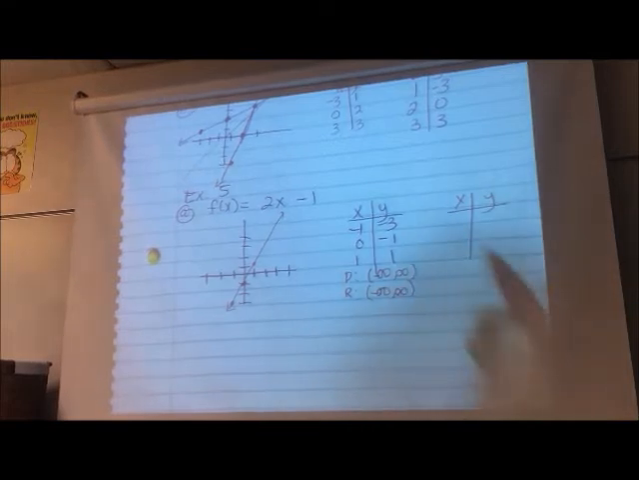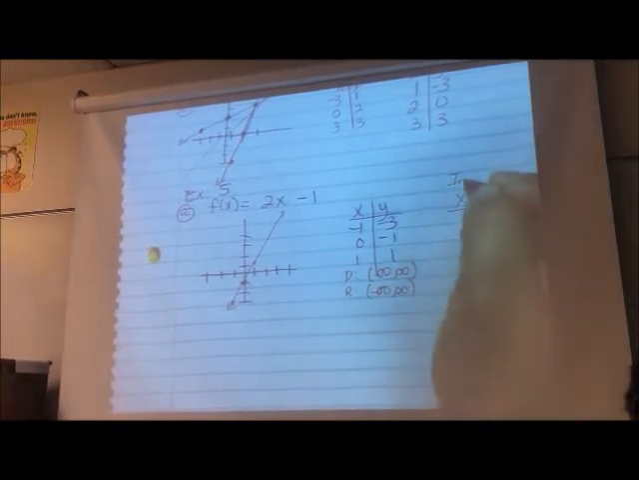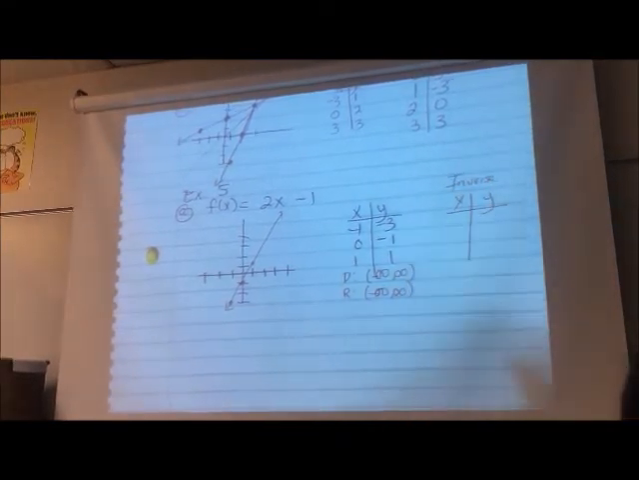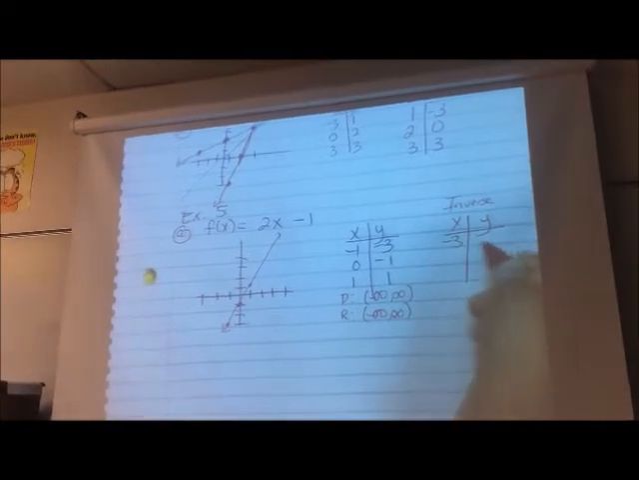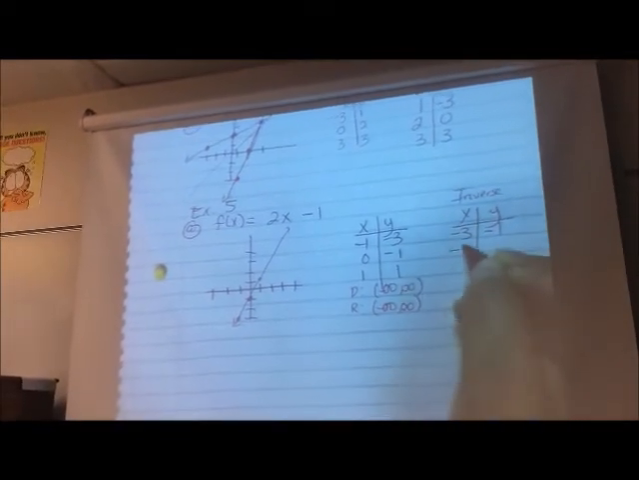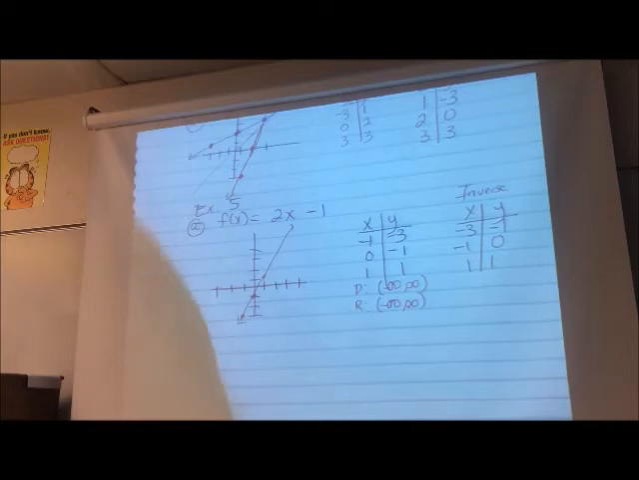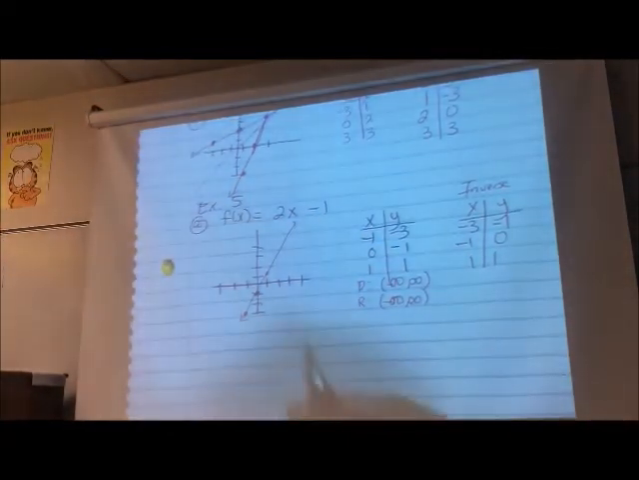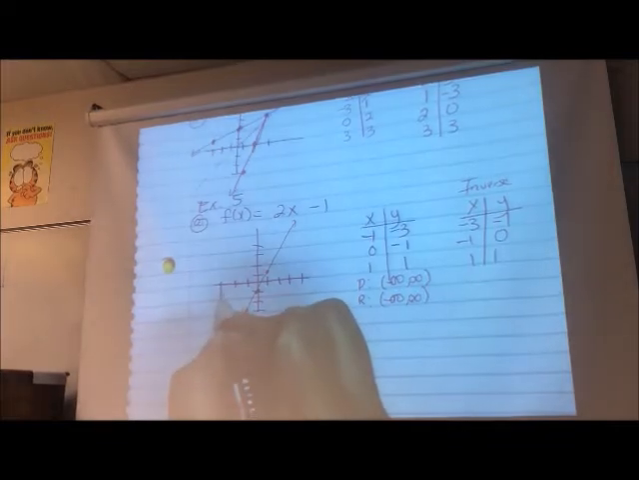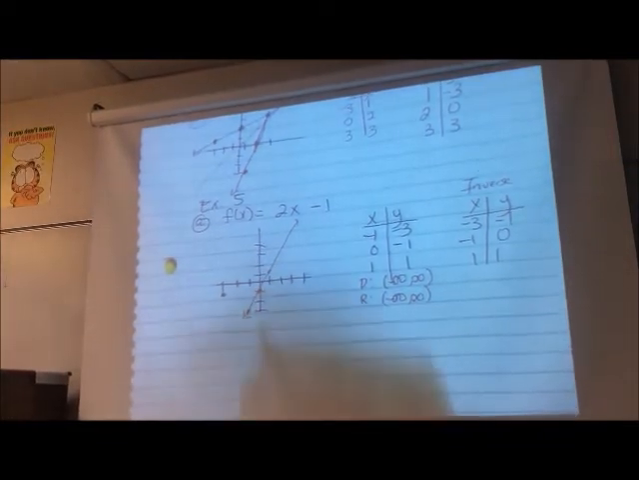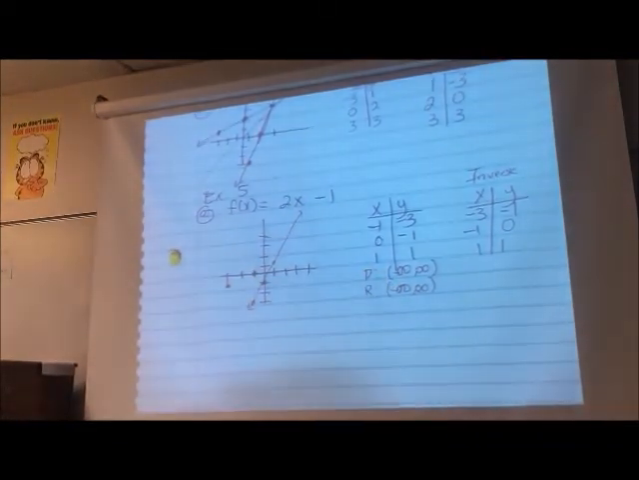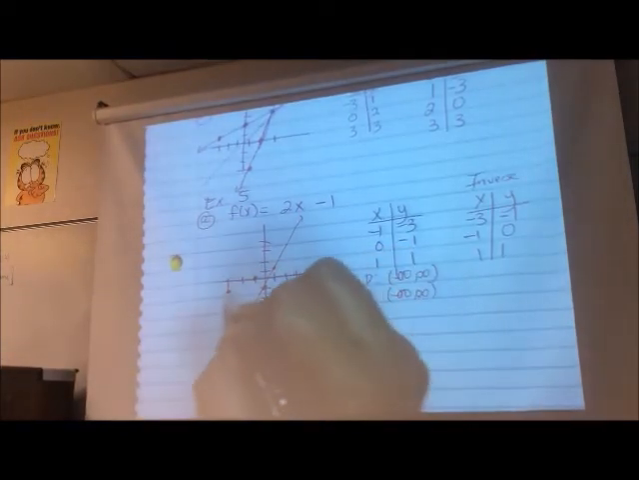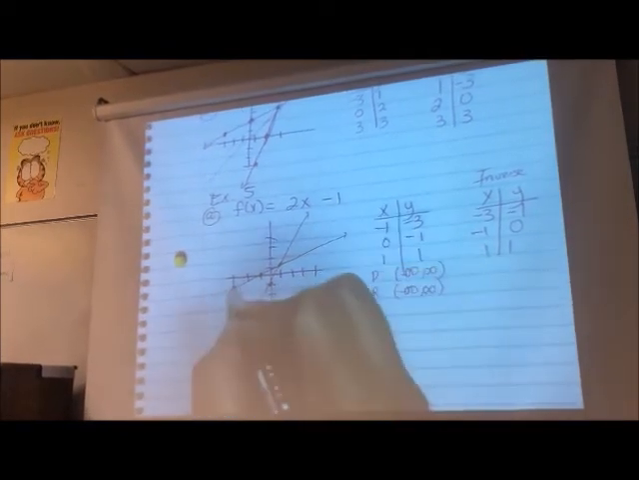Now I have to graph the inverse. So for inverse, what do we do? Switch x and y. Negative 3, negative 1. Negative 1, 0, 1, 1. So when I graph this line, negative 3, negative 1, negative 1, 0, and 1, 1, my line looks like this.